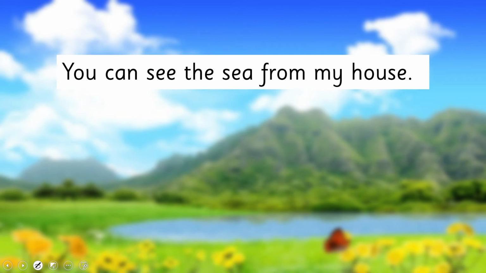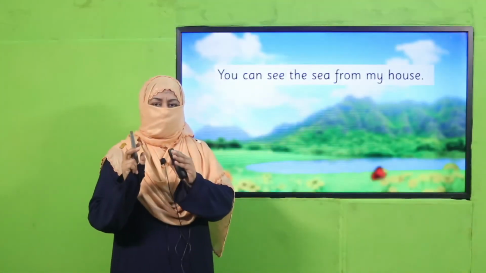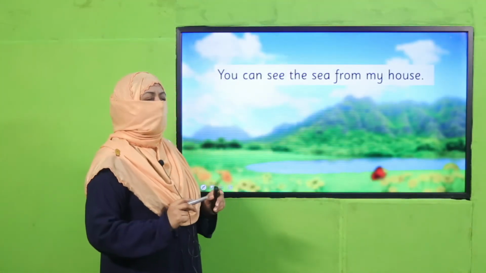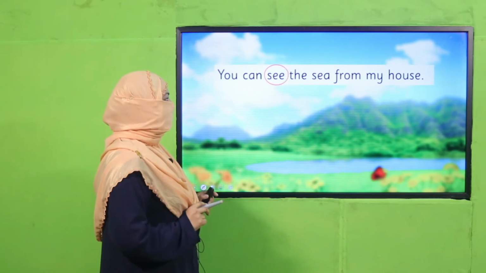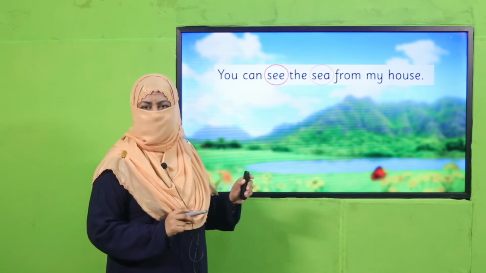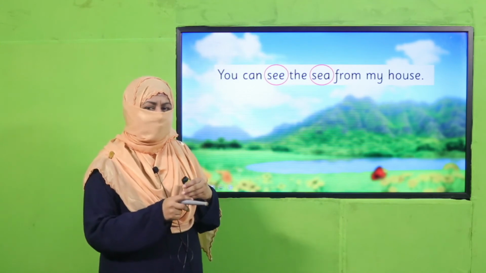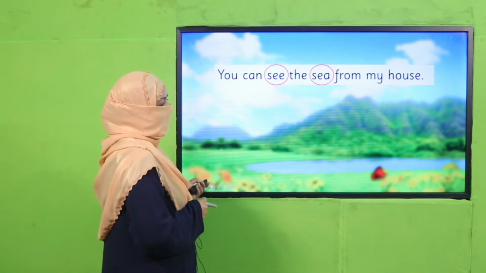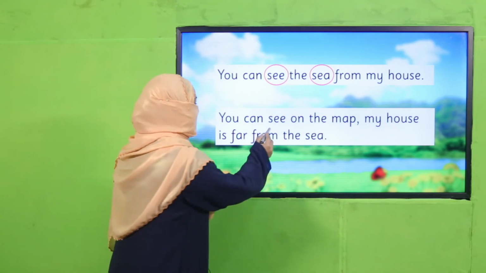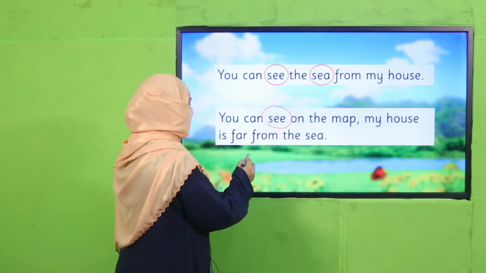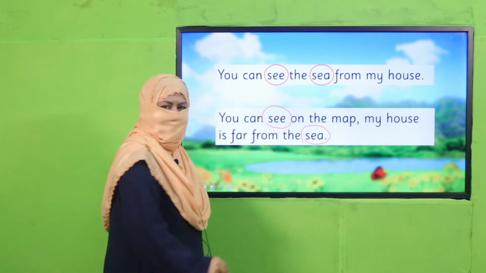For example, this is the sentence your teacher has written on board. You can see the sea from my house. Now, a pair of students will come. One will circle the first and the other will circle the second. These two are homophones in this sentence. Now they will talk to each other and they will make a new sentence, maybe like this. You can see on the map, my house is far from the sea, right?